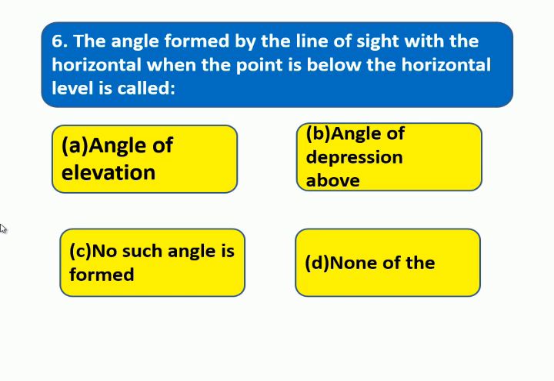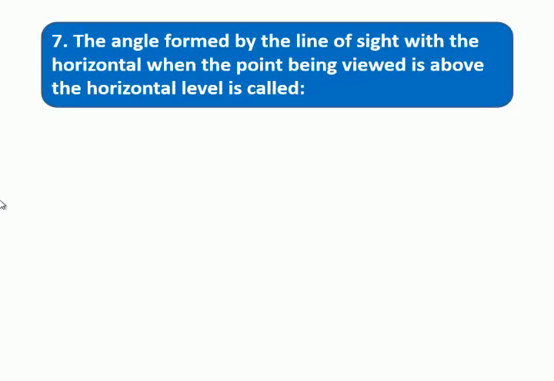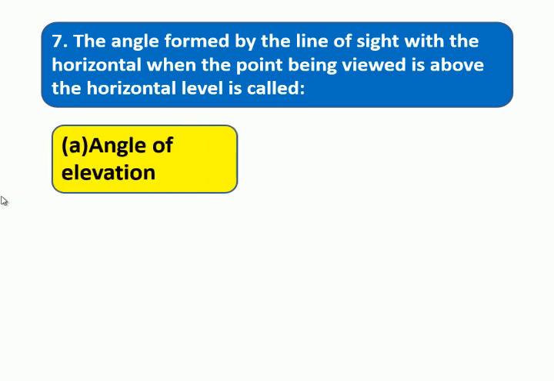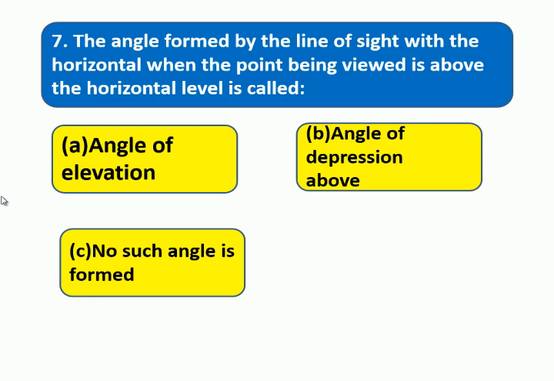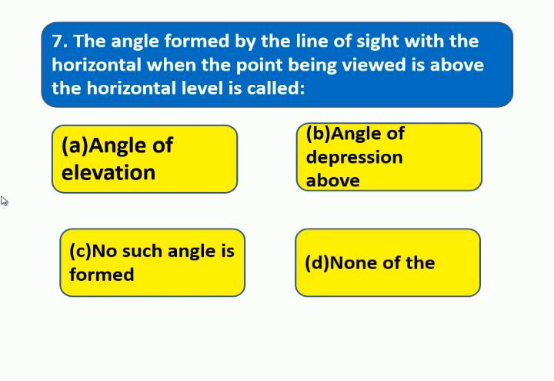Next, question number 7. The angle formed by the line of sight with the horizontal when the point being viewed is above the horizontal level is called: this is a definition-based MCQ. Is it the angle of elevation, the angle of depression, no such angle is formed, or none of the above? This is similar to question number 6. You have to identify the correct one, A, B, C or D, and write it down on the plain paper.